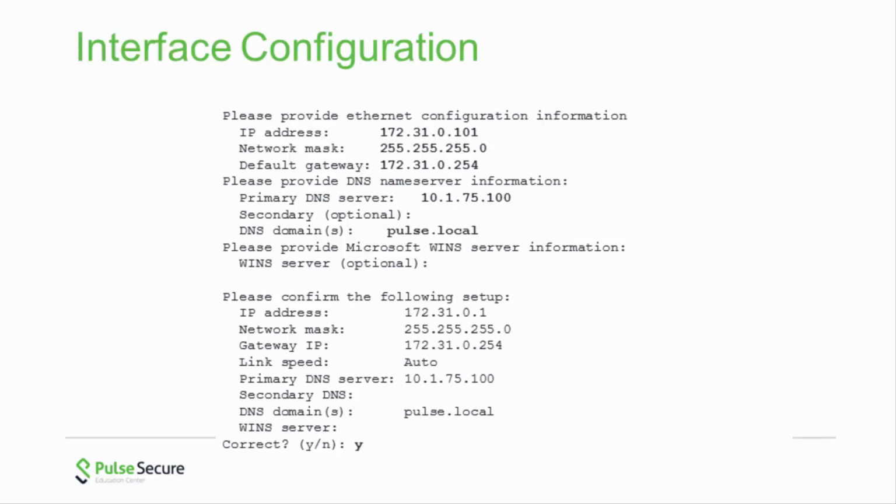Note that this configuration is for the internal Ethernet port labeled Port 1. Although Pulse Connect Secure has a second Ethernet port labeled Port 2, that port is not used by Pulse Connect Secure under normal operations.